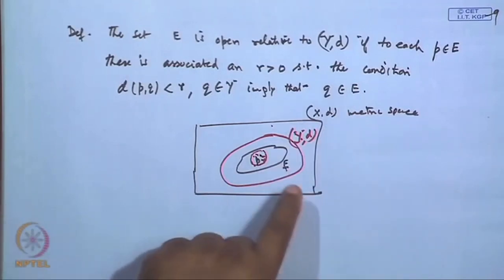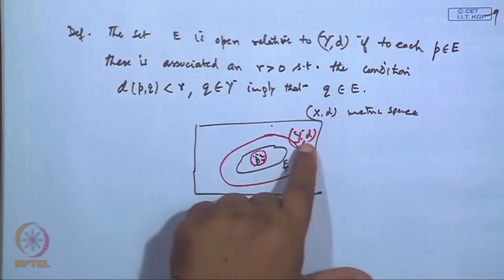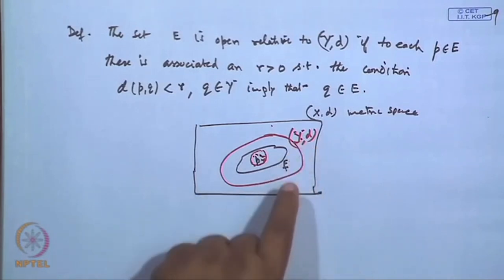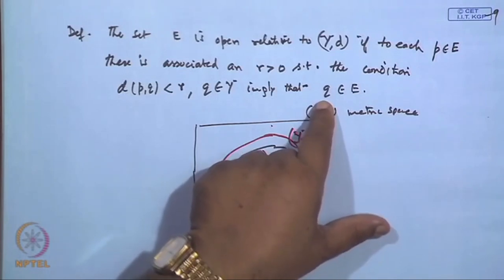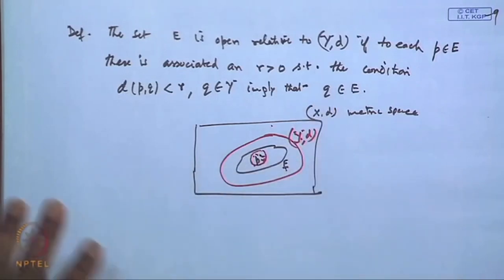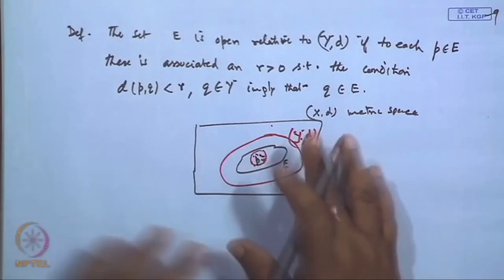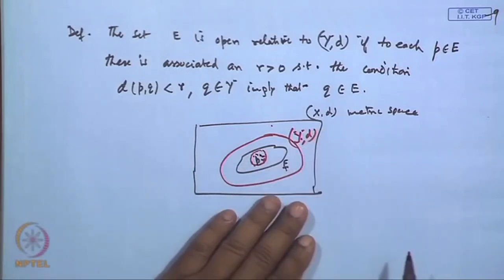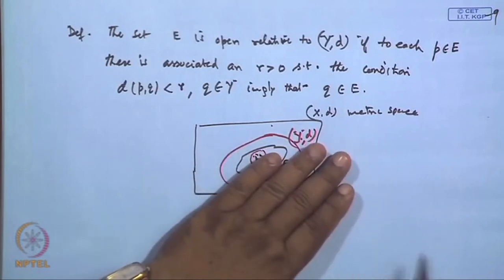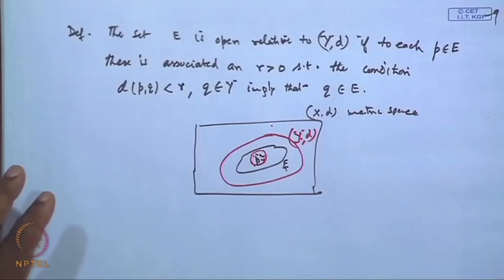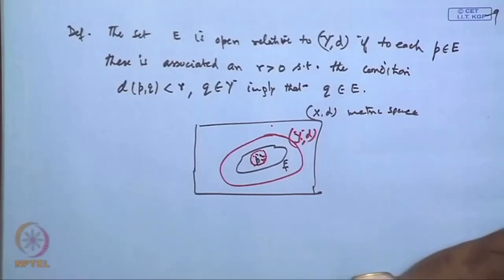Now, this has been shown that a set E may be open with respect to Y, but may not be open with respect to the larger set, and those examples we have seen. However, in case of the compact set, we will see that this restriction is not there. So, that is more friendly than our open set or closed set. So, that is the idea.